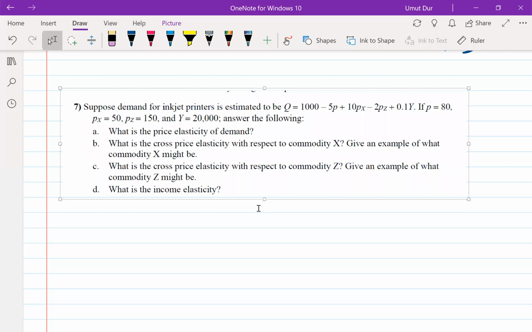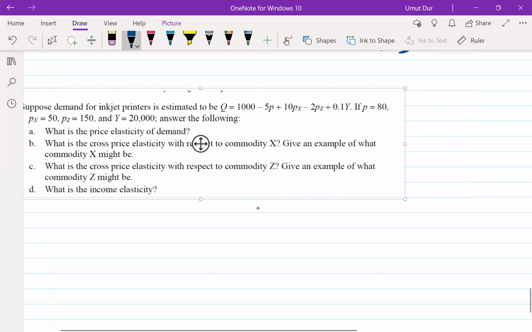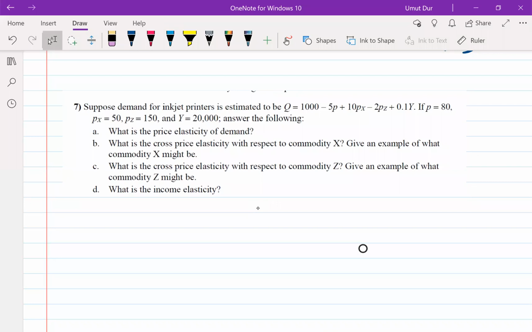We are given a demand function here, and some price levels for the other goods and the income level. In part A, we are asked for the price elasticity. Let's remind ourselves what it is: dQ over dP times P over Q. From this linear demand function, we can find dQ over dP. What is it?